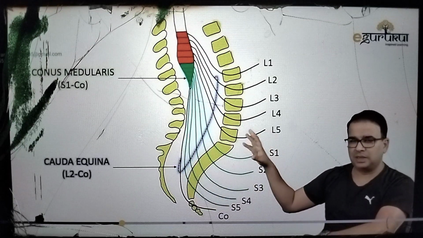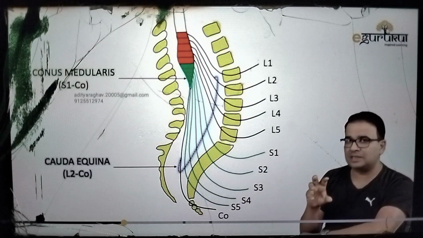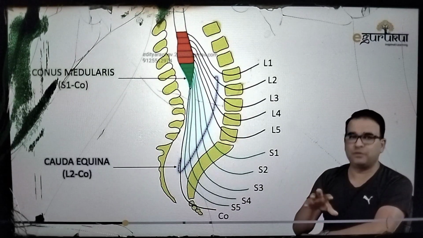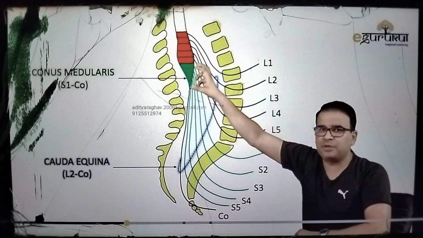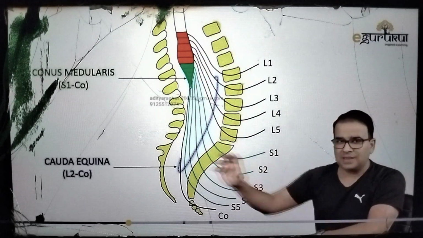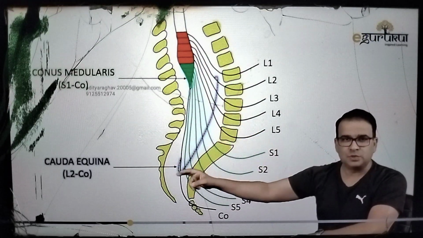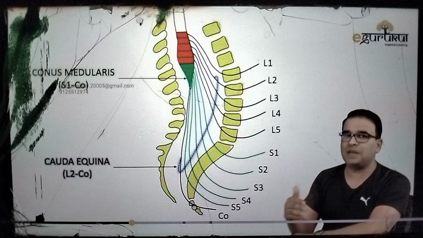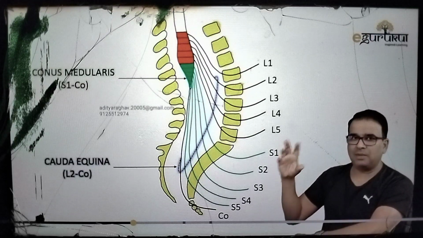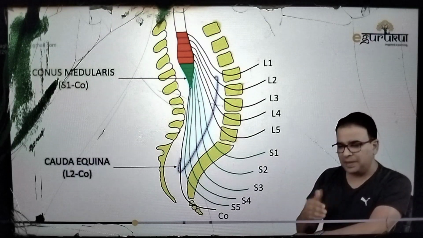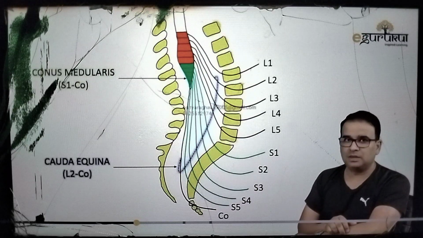By looking at this picture, we can make out that if there is an injury to the conus medullaris, this is going to be more of a central nervous system type of injury, more of an upper motor neuron lesion kind of thing. Whereas in cauda equina, it is clearly an injury to the nerves here. So the features that you will see correspond more to a peripheral nerve type of injury. So this is a little bit about the anatomy of the conus medullaris and cauda equina, and based on this, we can discuss the features of the two syndromes.